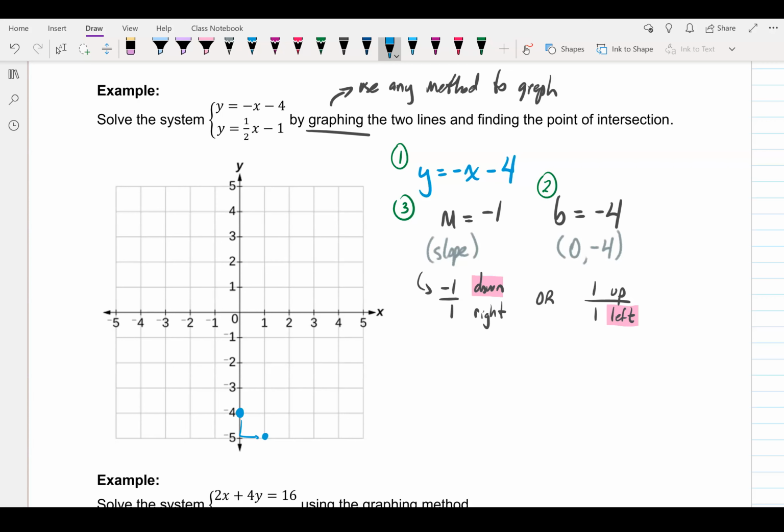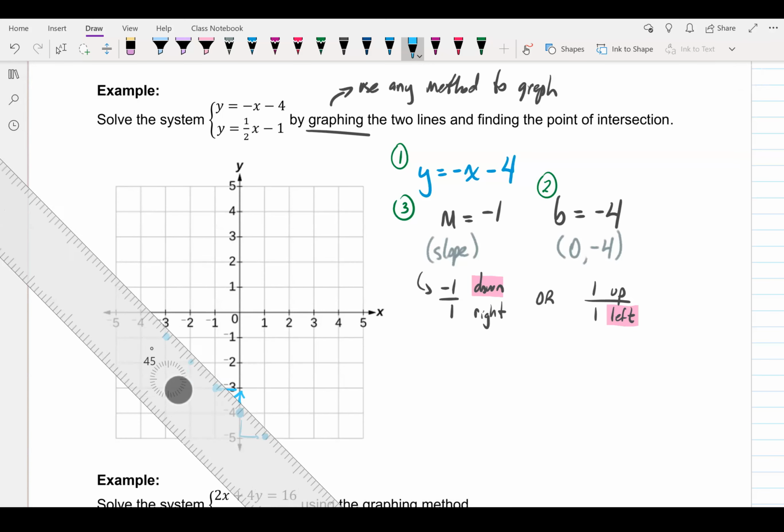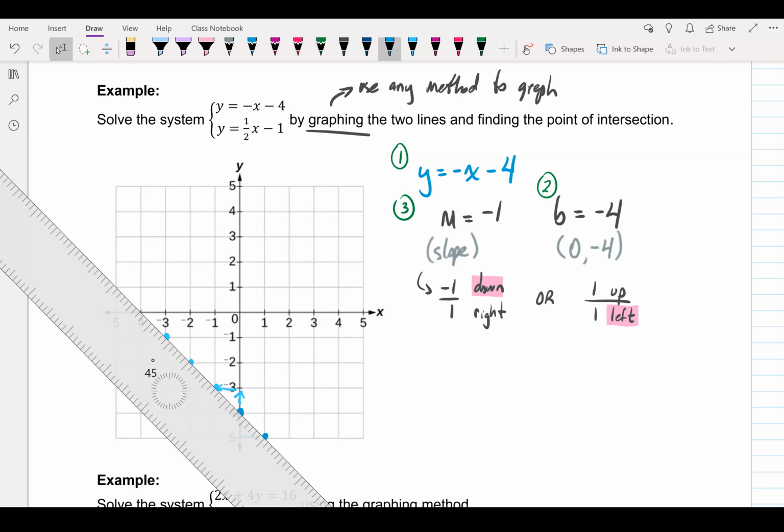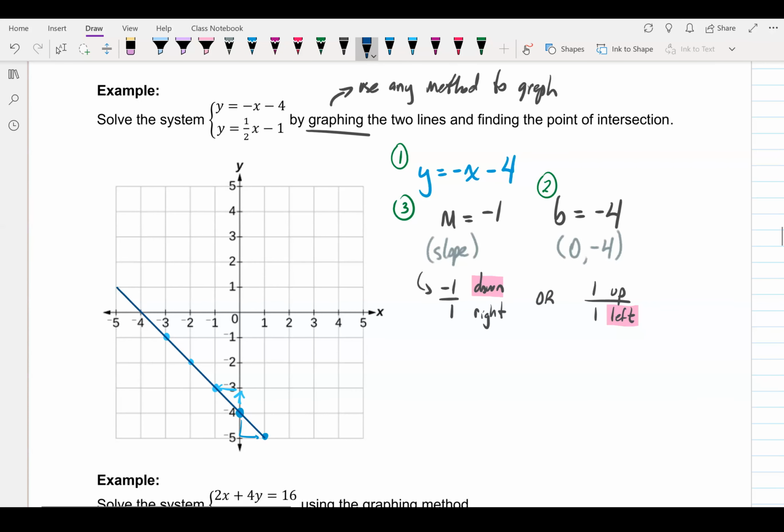So I'm going to go backwards and go one up, one left, which gives me the exact same pattern, and now I can start filling in my points, which will give me the line. So I'll make the line on this. All right, this is the line y equals negative x minus 4.